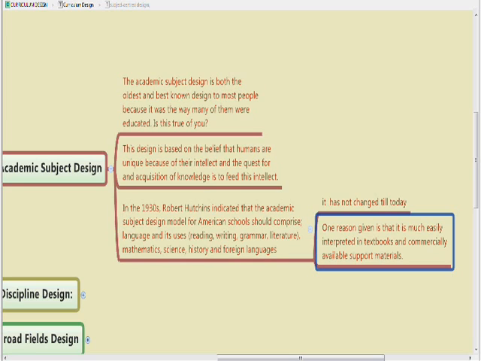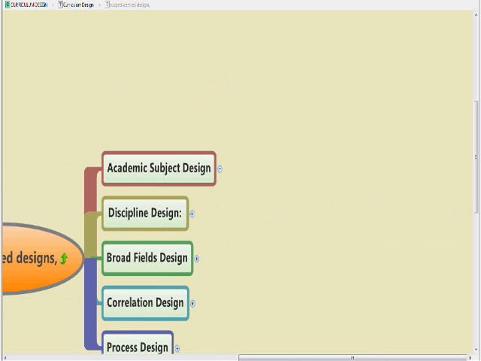And this is the notion of historical approach to curriculum. Hey, it's there already, it's easier, that's the way we have always done it, and let's keep it that way. So that is this notion of academic design. Okay, let's go back to academic design.